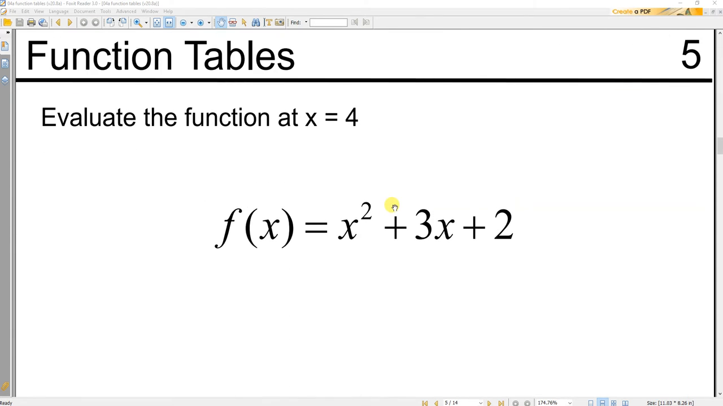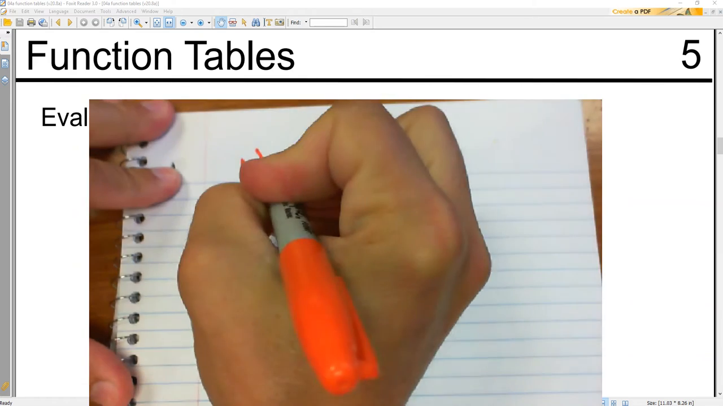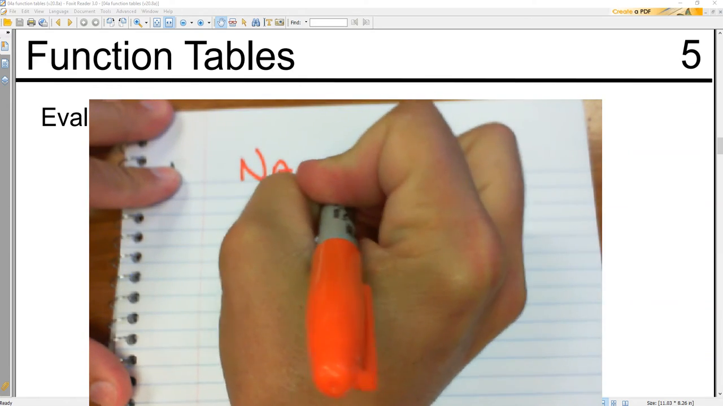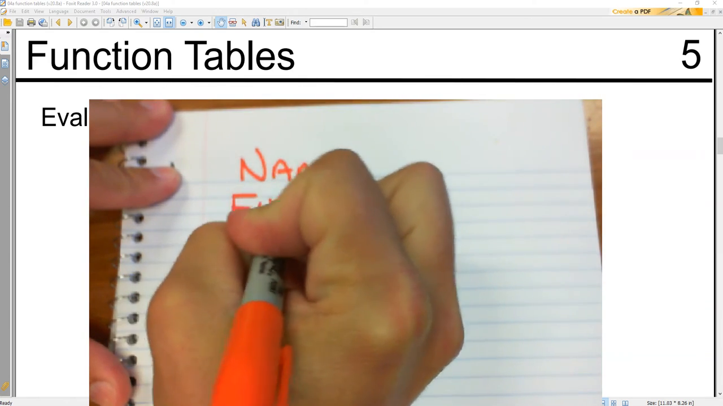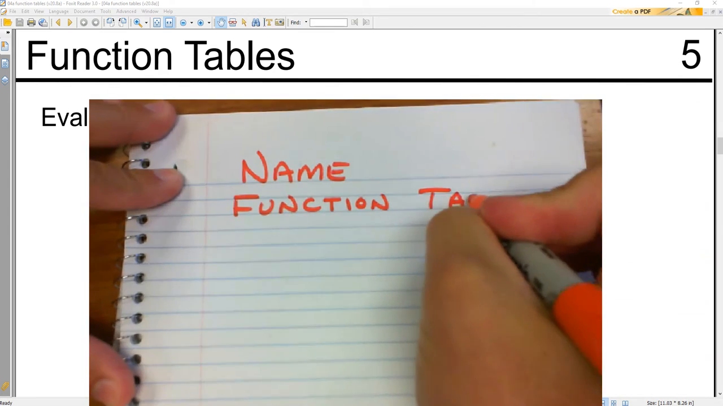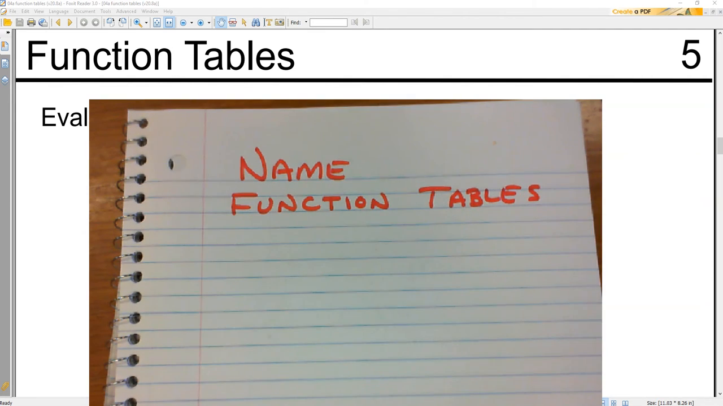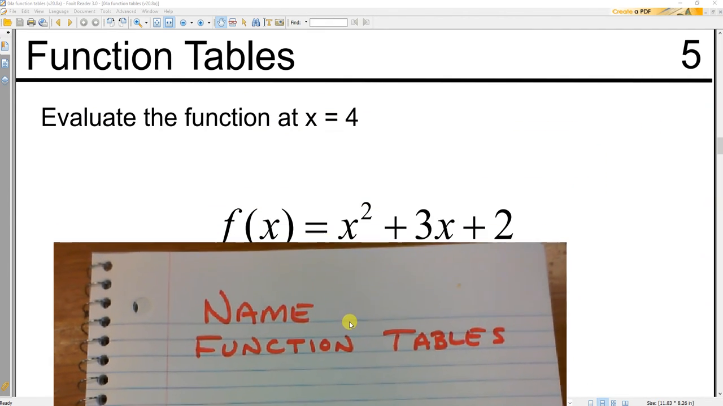All right, so let's start with our name and we'll get going here. All right, so start your notes with your name, and our title today is Function Tables. And we'll start with a basic function.